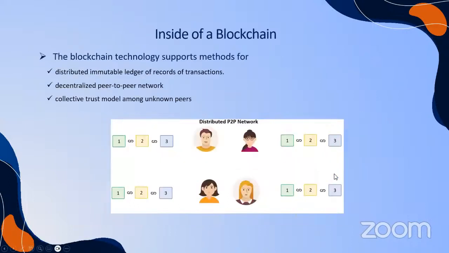So blockchain technology supports distributed immutable ledgers and a record of transactions, a decentralized peer-to-peer network, and a collective trust model among unknown peers. Now, the motivation behind the blockchain. It is popular nowadays, with politicians and the news talking about this technology, and there is a lot of research discussing the motivation of blockchain technology.